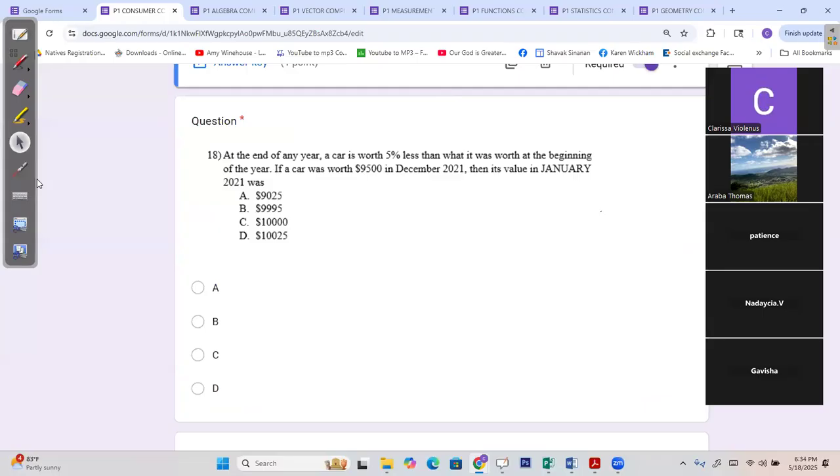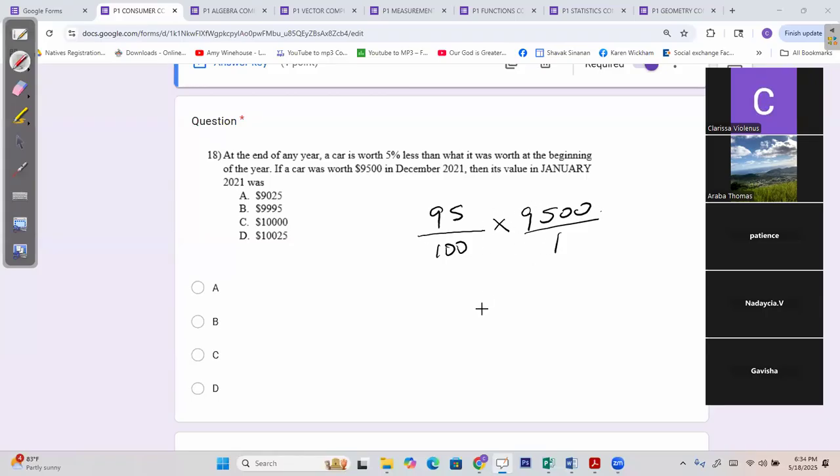At the end of the year, a car is worth 5% less than it was at the beginning of the year. This is the same thing, but with a different number. It's the same thing, just with a different number. Anybody realize this? So this is the same thing. 95 over 100 times 9. Anybody see this is the same exact thing, but just with different numbers?